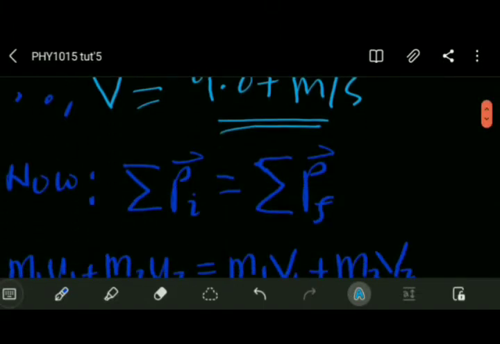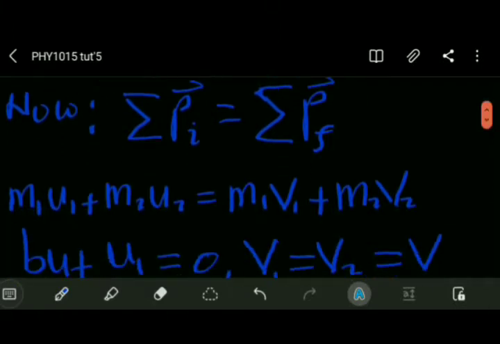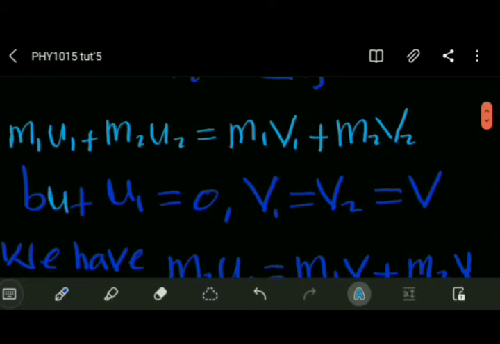We have two cars, and it's saying that the total momentum before the collision must equal the total momentum after the collision. So now we have mass 1 and mass 2, and the total momentum before the collision is simply m1 u1 plus m2 u2 equals the final, which is m1 v1 plus m2 v2. But we know that the first vehicle is at rest, meaning that u1 is equal to 0.